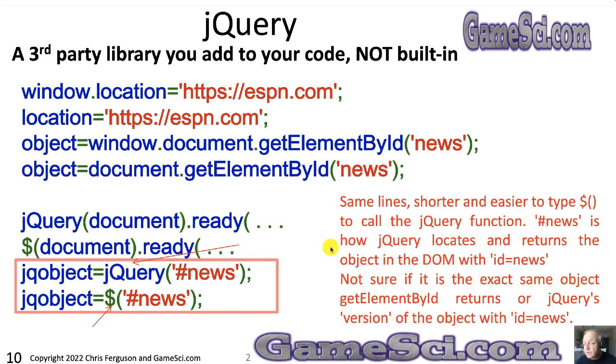$news is how jQuery locates and returns the object in the DOM with an ID equal news. Now, I'm not sure if it's the exact same object getElementById returns, but it's jQuery's version of the object with the ID. Basically, what's happening here is this line of code is doing the same thing that this line of code is doing. This is saying go to the document, get me the element with the news ID, and assign it here. This is saying go to the jQuery, which holds the document, get me that same element, the one with news ID, and assign it to this object right there.